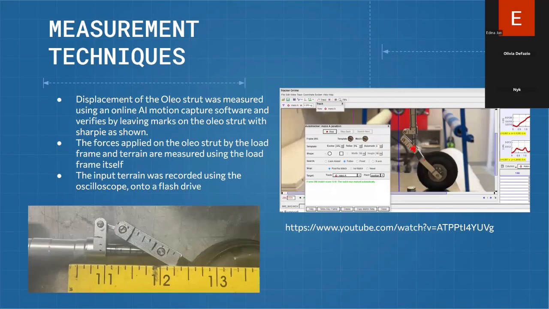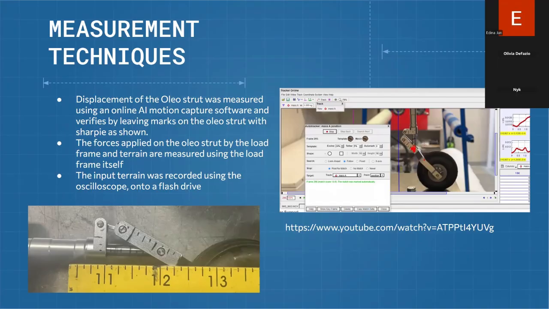All right, so going over our measurement techniques, we used a calibration system where we marked measurement points both on the Oleo strut and also attached a measuring scale on top of the shaker table so we could record the variation in the displacement accurately.